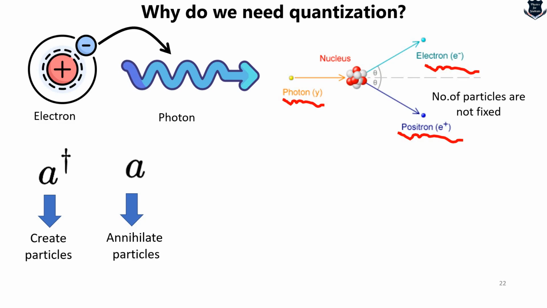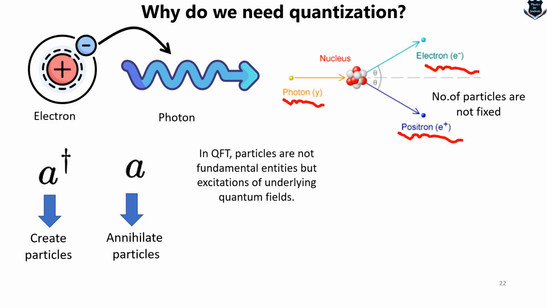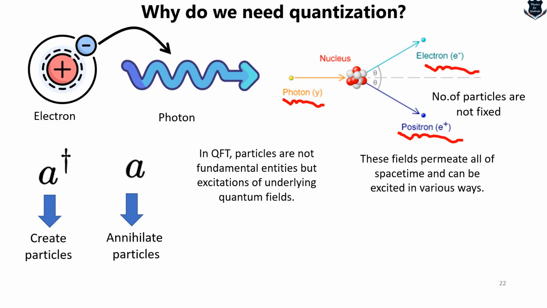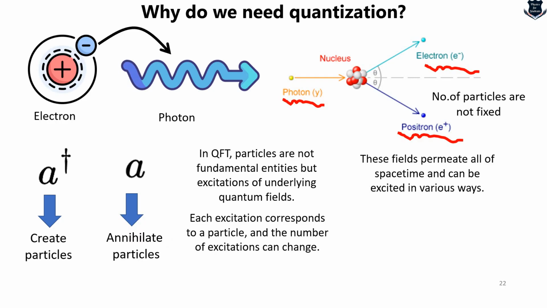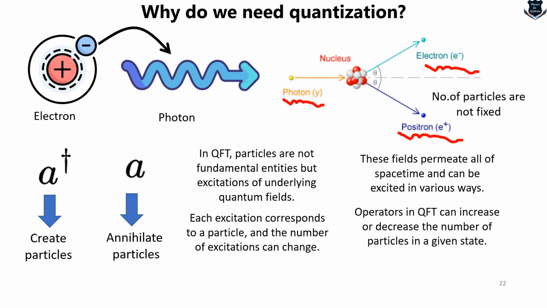So here come the last few important summary points that we need to remember. One is that in quantum field theory, remember, particles are not fundamental entities. They are just excitations of the underlying quantum fields. These fields actually permeate all of space-time and can be excited in various ways. Each excitation corresponds to a particle and the number of excitations it can exchange. And most importantly, operators in quantum field theory can increase and decrease the number of particles in a given state. So it is again not fixed.